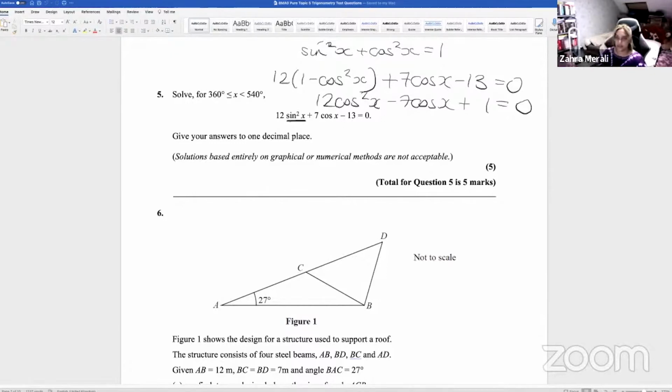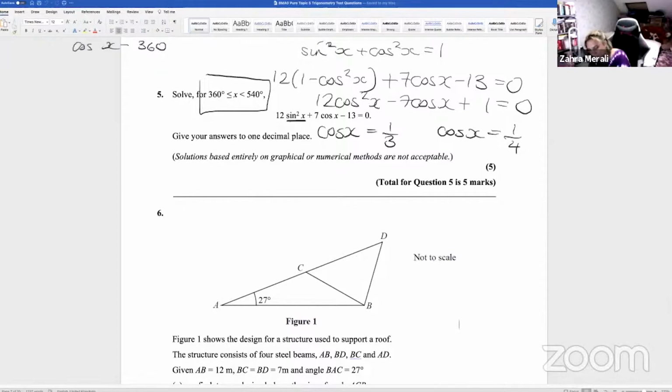Right, so you've got a quadratic and you end up with cos x. So you plug in your calculator, you go to equation, polynomial 2, and you use the coefficients, 12, minus 7, 1. And it tells you that the two answers are cos x equals a third or cos x equals a quarter. Now remember, the rule for cos is 360 minus x.